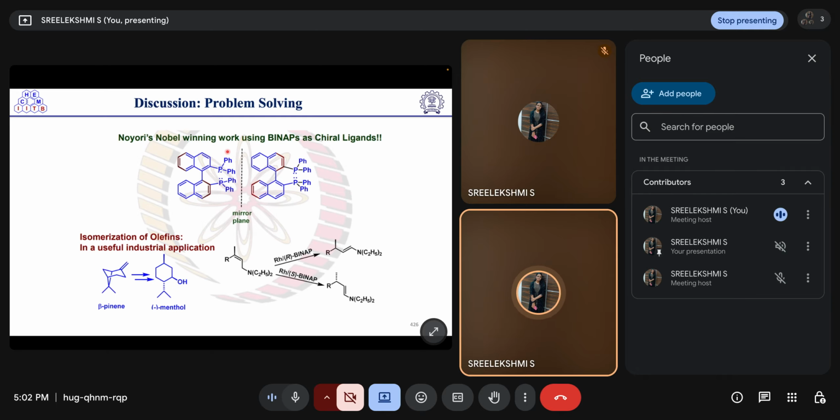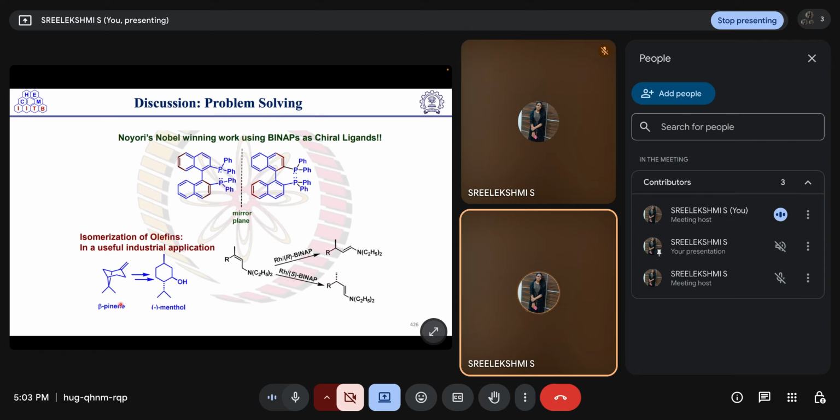And then we have also seen Noyori's Nobel-winning work using BINAP as a chiral ligand. So this is a chiral BINAP ligand, a phosphine ligand, a binaphthyl phosphine ligand. Its mirror image is given here. And this is also used for the isomerization of olefins, which is a very important application in the industrial field.